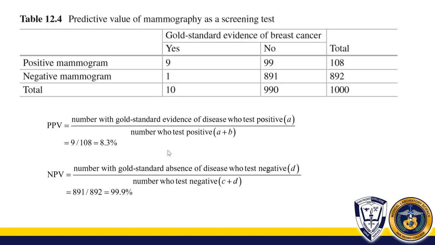So, as you can see here, PPV, that is again from left to right. So, that is 9 divided by 108. Whereas for your NPV, that is 891 divided by 892. So, what would be our result? PPV is 8.3%, while your NPV is 99.9%. Nice, right? Look at that NPV. Meaning there is a 99.9% probability that when you use mammogram and it is negative, you really do not have breast cancer. Okay?